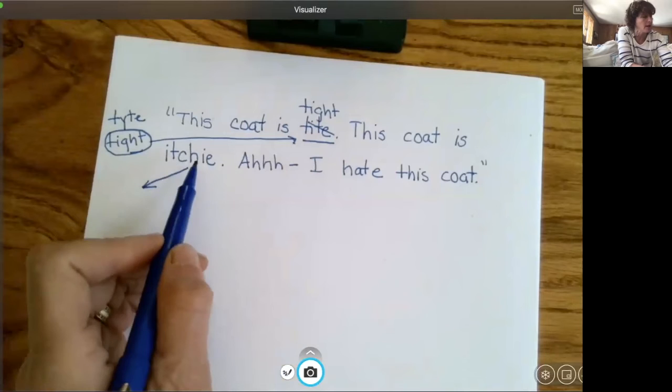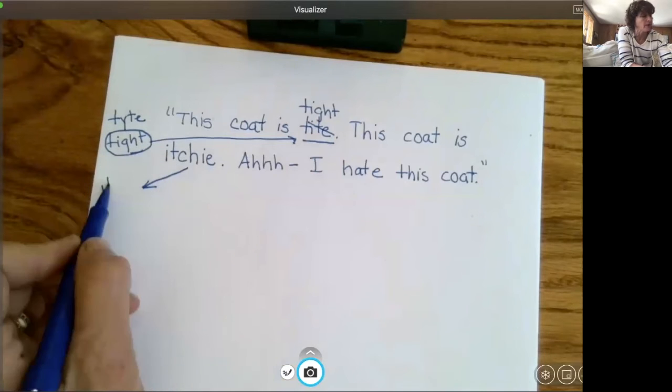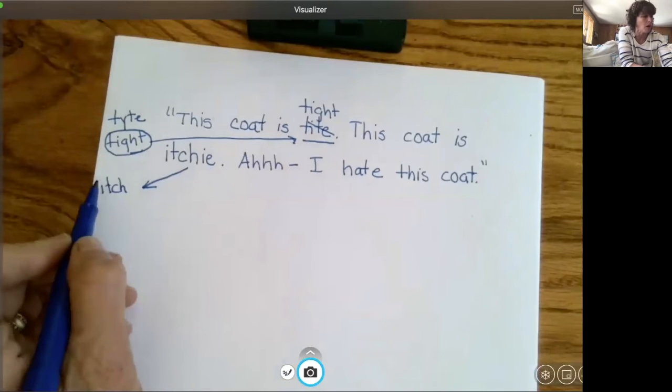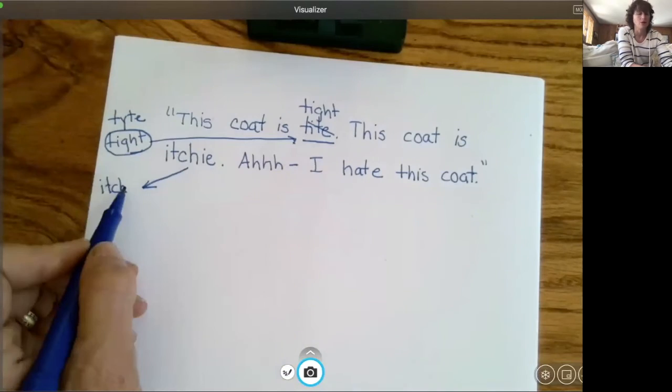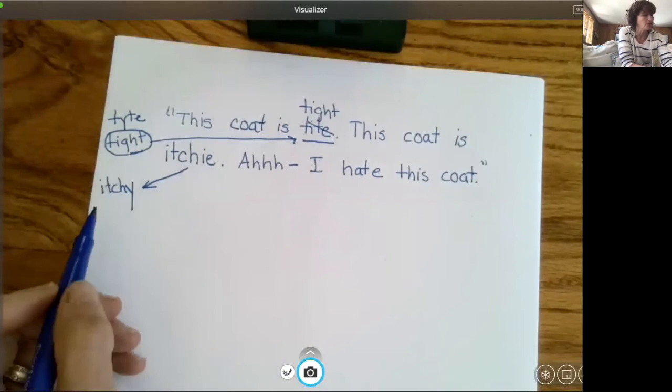So I'm going to try another sound at the end of a word. Itch-E is usually a Y. That looks much better. Do you see that, writers? Do you see how I did that work?